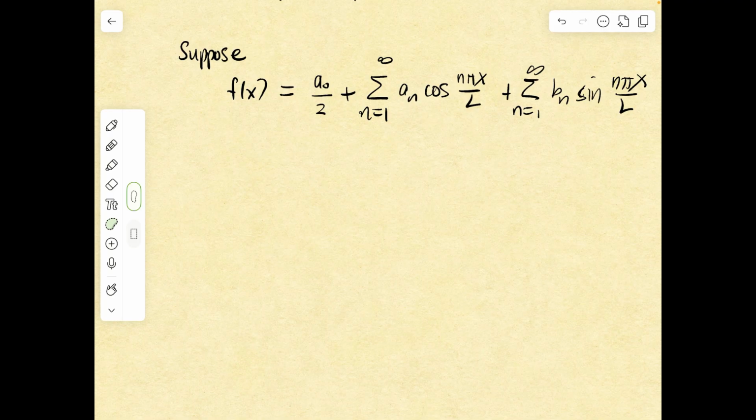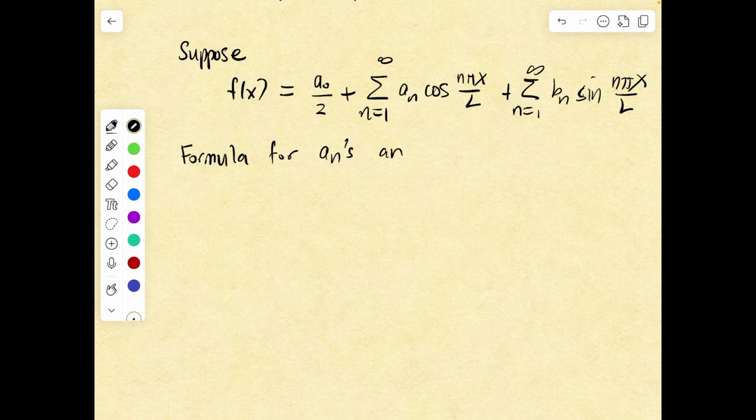So you have this constant plus a sum from n equals 1 to infinity of a sub n cosine of n pi x over L, where n pi x over L would be like your theta, plus a sum from n equals 1 to infinity of b sub n times sine of n pi x over L.